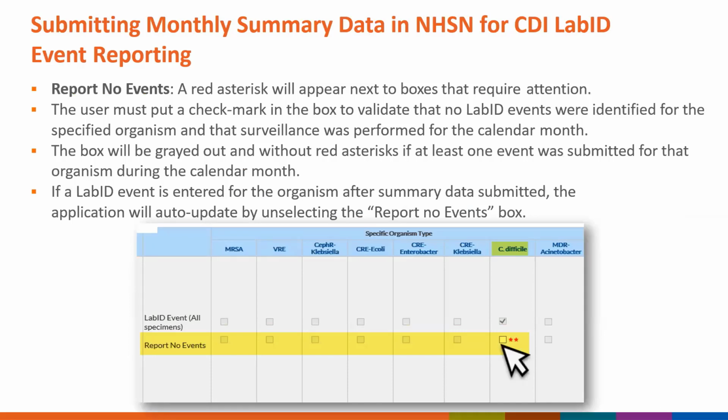As a data quality check, the NHSN application requires users to verify in the application if no events were reported for that month. So for LabID events, the active boxes are dependent on which organism types the facility selected to report in the MRP. So for an example, you do have C. diff as being the only organism being reported. If there were no LabID events reported for that particular month, you must check the Report No Events box.